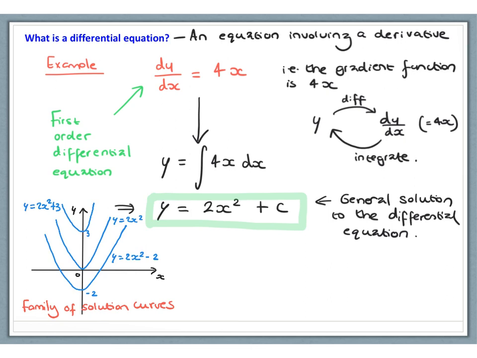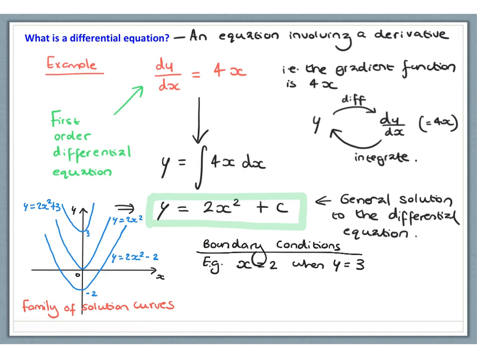Now, sometimes we're given a little bit more information. We're given something which we might refer to as boundary conditions. Boundary conditions will give us some information about the curve. So, for instance, we might be told that the curve we're really interested in has an x-coordinate of 2 when y is equal to 3.